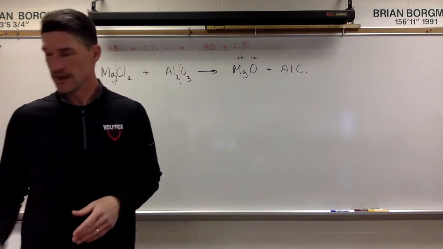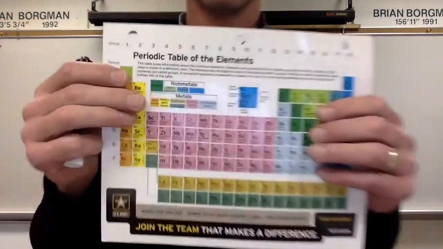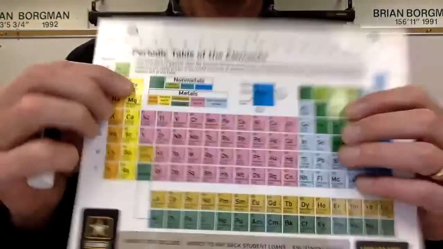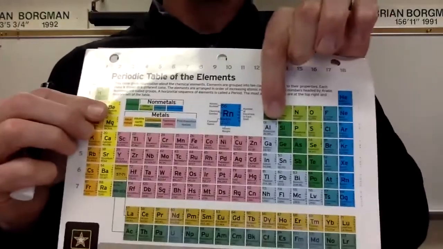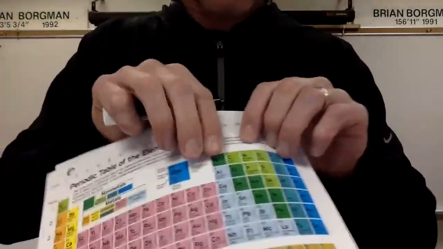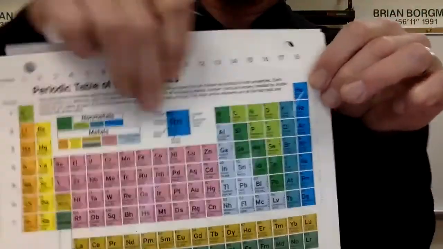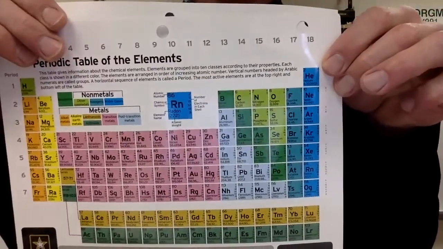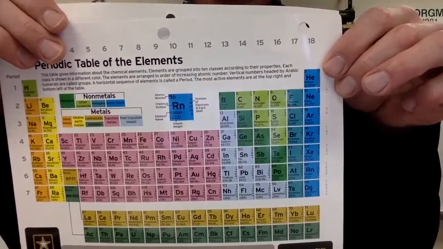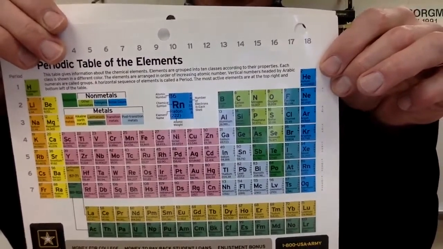Now I've got to do the other two. We have aluminum, which is right there. I'm going to use this hand. And then chlorine, which is right here. So we have group 13 for aluminum, and group 17 for chlorine.